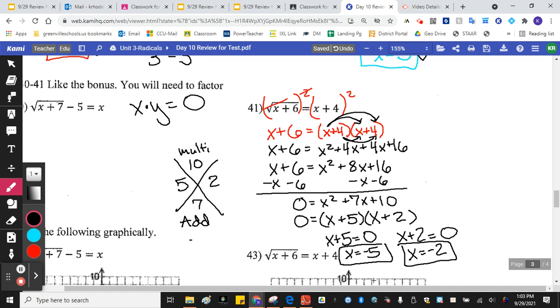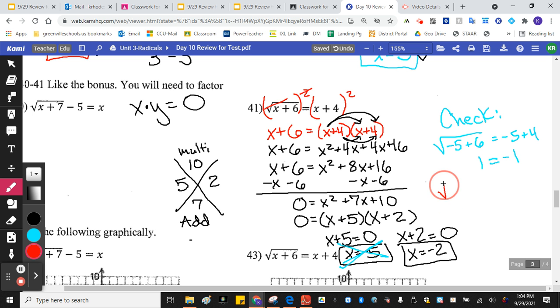So there's two solutions. And then we have to check both of them to see if both of them work or if none of them work. Or if one of them works. Lots of different options. Back up to the top. Plug in -5. So when I plug in -5, I get the left side is 1 and the right side is -1. So that one doesn't work. -5 is not one of my solutions.